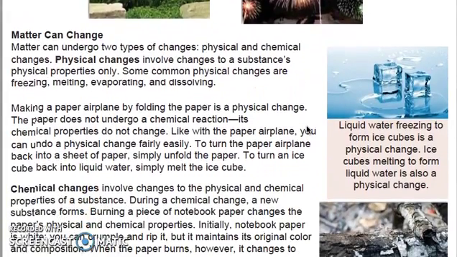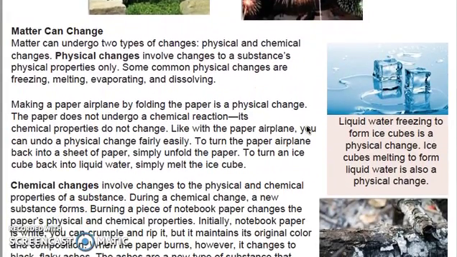Let's talk about matter. Matter can change. Matter can undergo two types of changes, a physical and a chemical change. Physical changes only involve changes to a substance's physical properties. Some common physical changes are freezing, melting, evaporating, and dissolving.